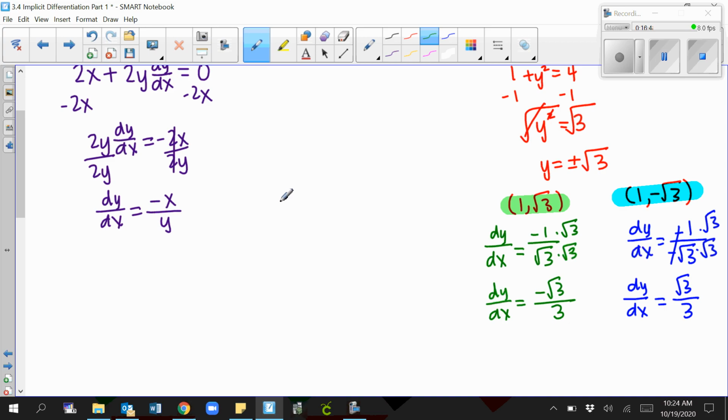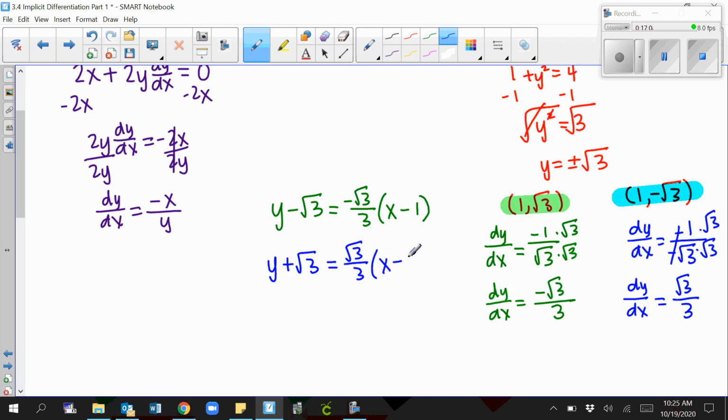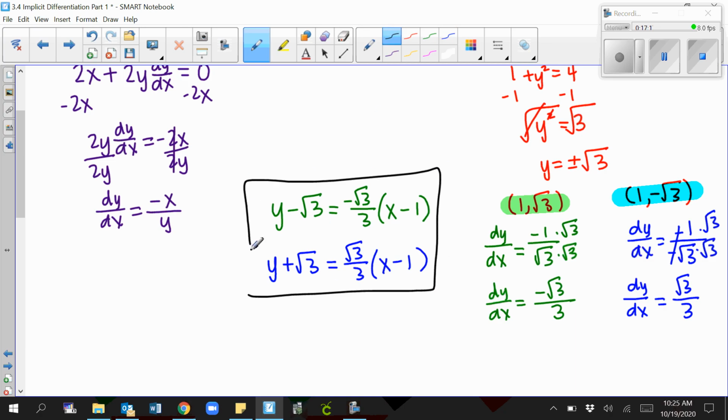So my green tangent line is going to be y minus the square root of 3 is equal to a negative square root of 3 over 3 times x minus 1. And my blue tangent line is y plus the square root of 3 is equal to the square root of 3 over 3 times x minus 1. So I have two tangent lines here, and that is what they look like, the green and the blue. So there are my two tangent line answers.